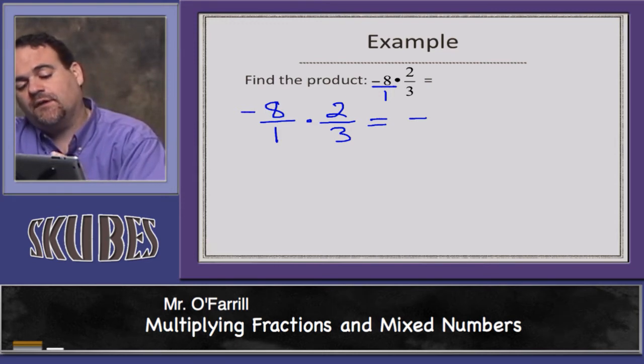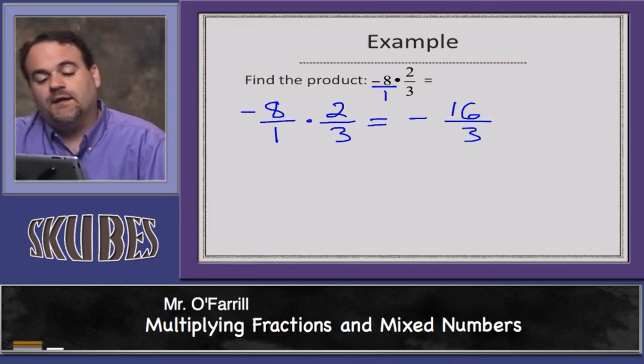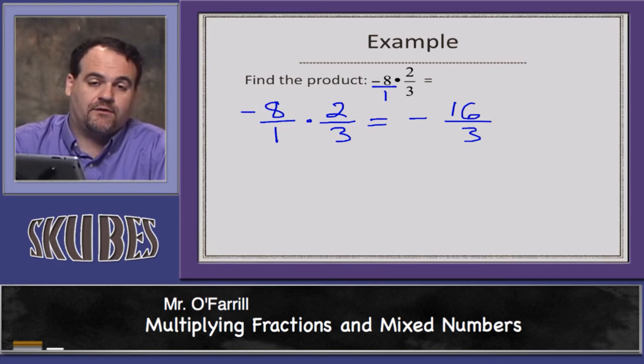8 times 2 is 16. 3 times 1 is 3. And the answer is -16/3.